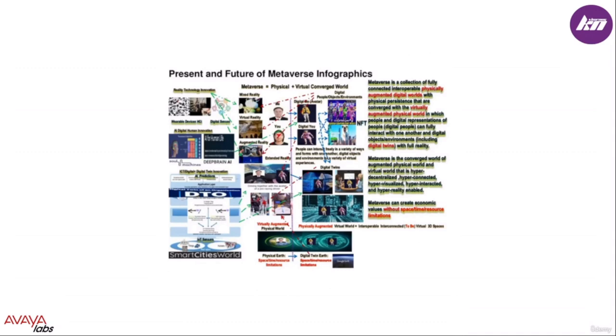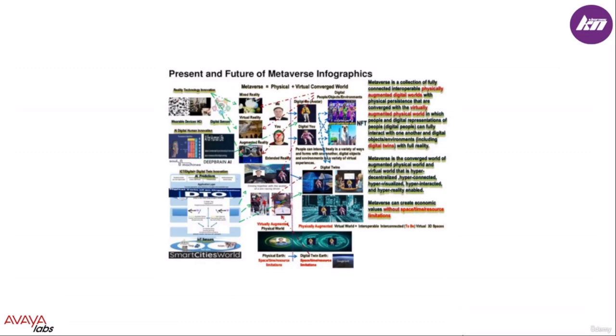So Metaverse is a collection of fully connected, interoperable, physically augmented digital worlds. In other words, if you talk about a digital world, we are having a 3D world that you could access and start making things like transactions, maybe buying things or selling things, or making money with bitcoins or other types of cryptocurrencies, NFTs and so on.